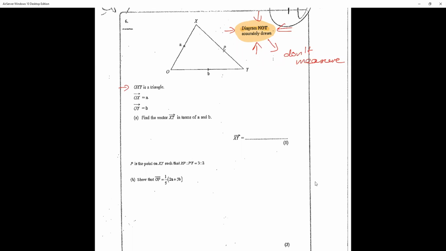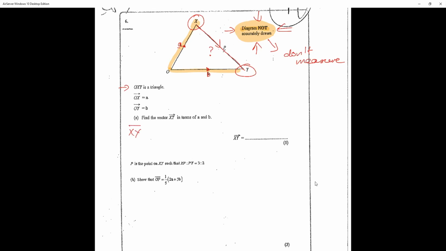OXY is a triangle. O to X is A. O to Y is B. Find the vector X to Y in terms of A and B. Okay, so we need to go from X to Y. So they want to know what is this vector and can we work it out directly? Do we know what it is? Nope. So what do we do then? You go the long way, so X to O and O to Y. Fantastic. Let's write that down.